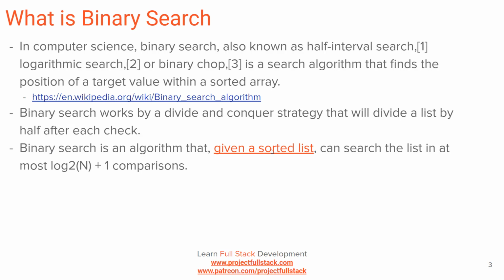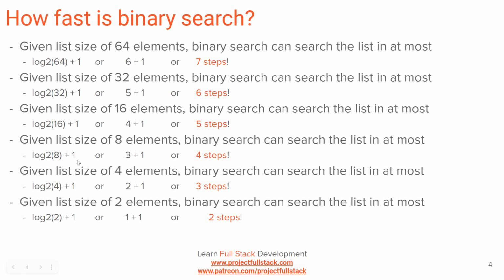It's an algorithm that, given a sorted list, can search a list in at most log base 2 of n plus 1 comparisons. So what does this really mean? That's log base 2 of n. That's basically saying divide by half every single time. So if I have a list of 64 elements, I can search the list in at most, so I'm talking worst case situation here, log base 2 of 64 plus 1, which comes out to be 6 plus 1, or 7 steps. So given a 64 element list, I can tell you within 7 comparisons if something is in there.